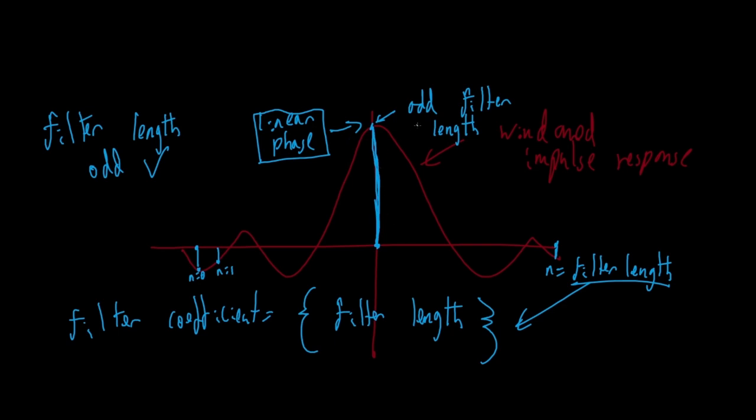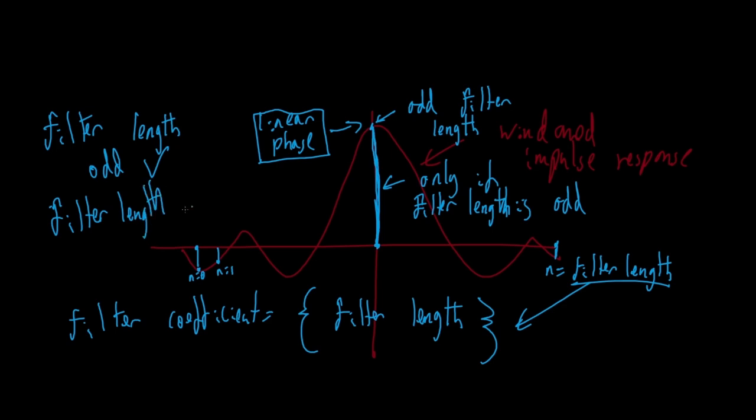If you have an even filter length, you do not get this. You do not get that line. This sample only happens if the filter length is odd. So that's why we tend to use an odd filter length. To have an odd filter length, you need an even filter order, because filter length equals filter order plus 1. So for this to be odd, the order has to be even.